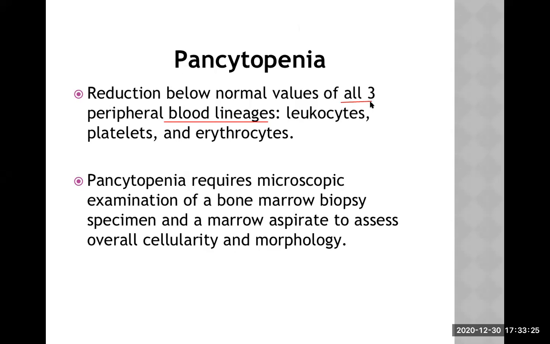All three. That means leukocyte, platelet, and erythrocyte. Means RBC is decreased, platelet is decreased, and WBC, especially the neutropenia, occurs. Pancytopenia requires the microscopic examination of a bone marrow biopsy and marrow aspiration to assess the overall cellularity and morphology. That means, what is the cause of this pancytopenia? One of the most important tests is bone marrow aspiration or biopsy.